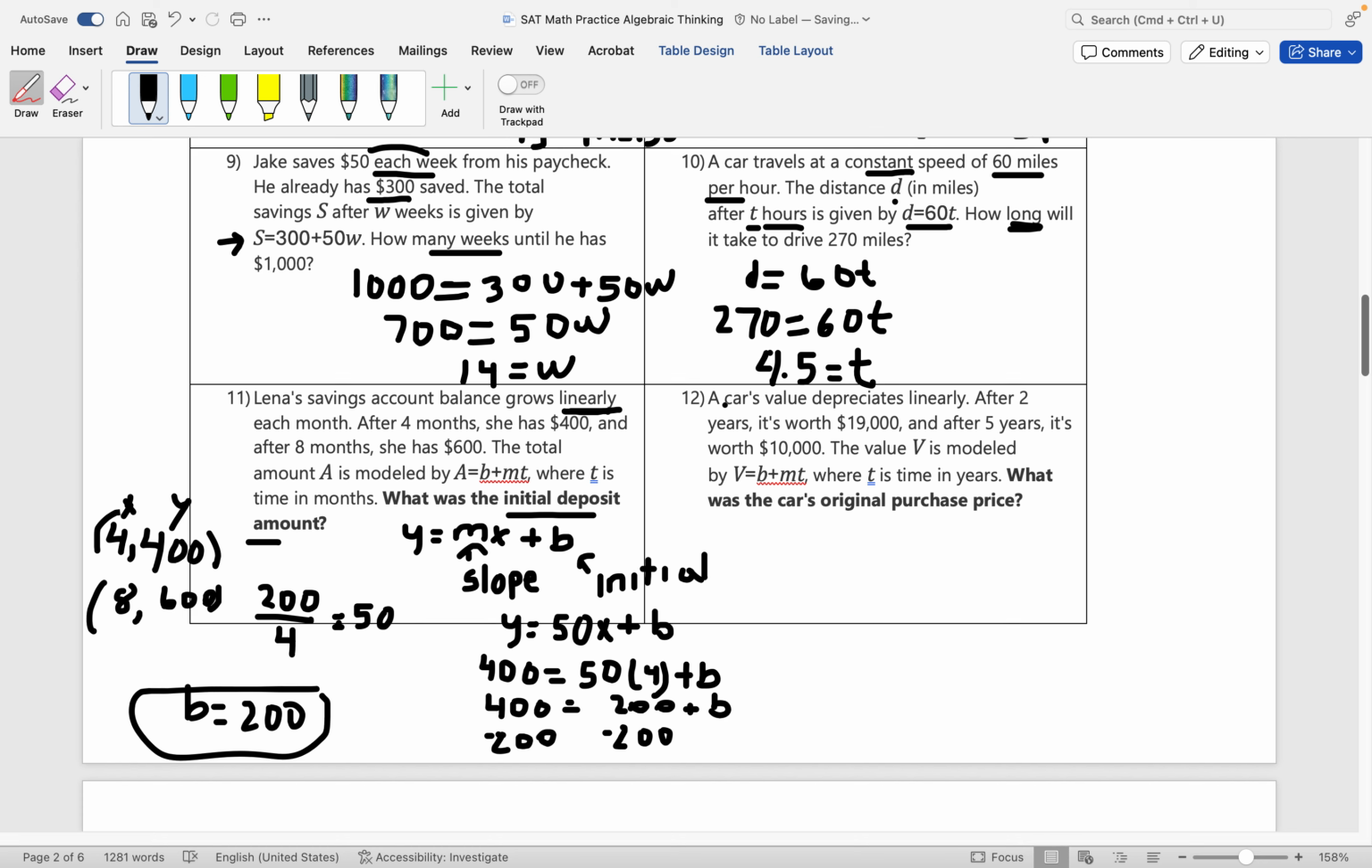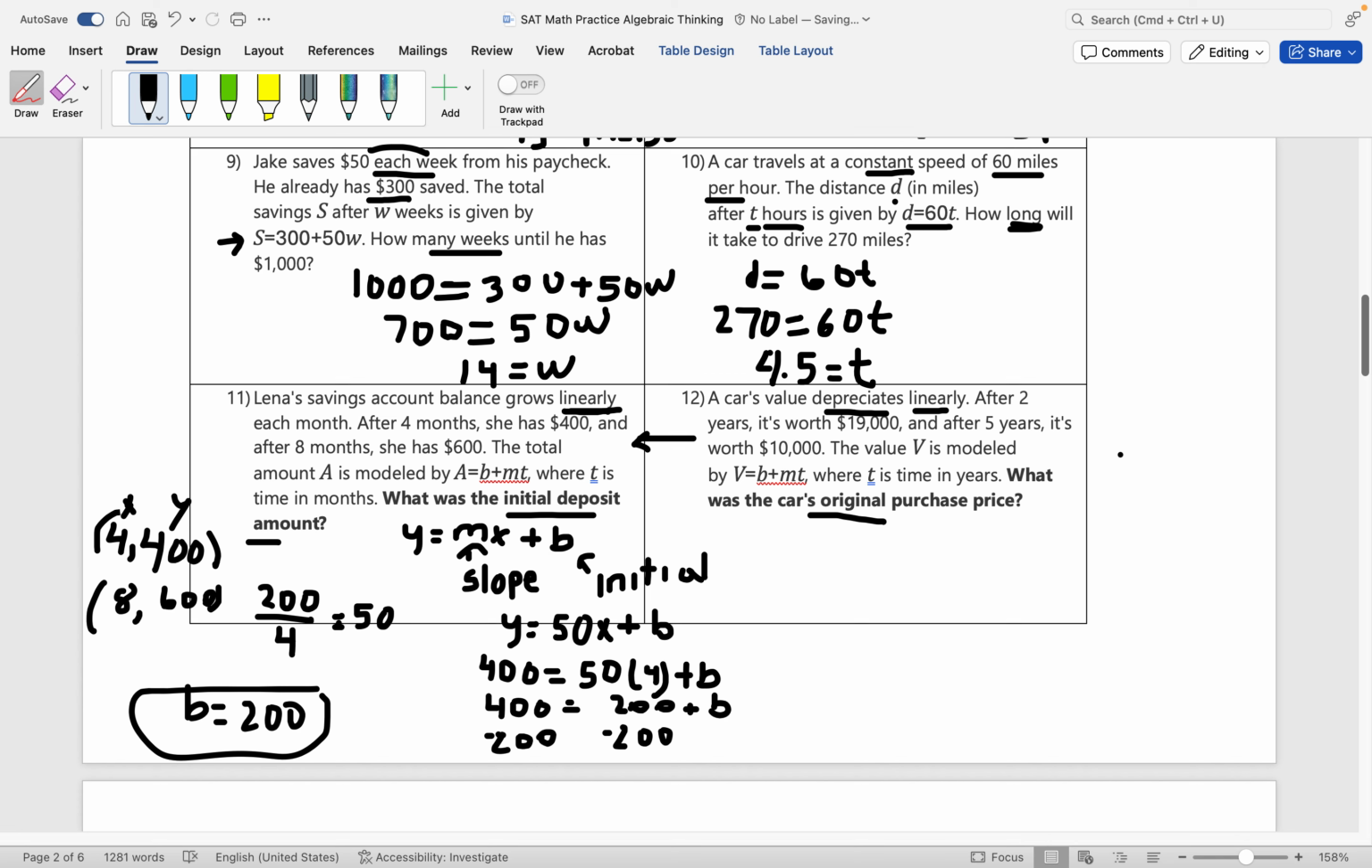All right, number 12. A car's value depreciates. That means the value goes down linearly. So there's that word again. After 2 years, it is worth 19,000, and after 5 years, it is worth 10,000. The value V is modeled by V equals B plus MT, where T is the time in years. What is the car's original purchase price? This question is similar to that. They're asking for the same exact information. They want the original purchase price, the initial value, which is B.